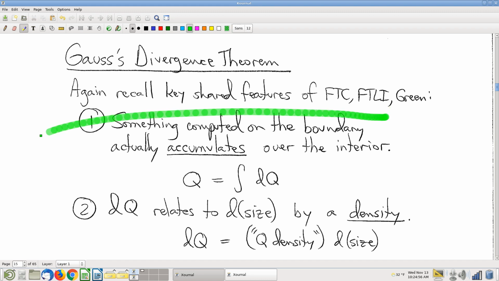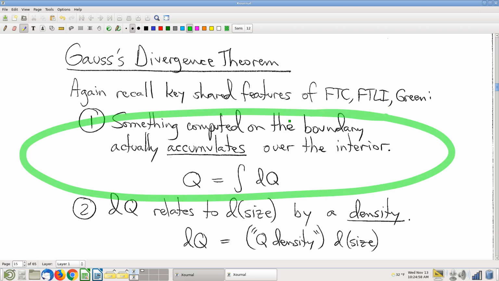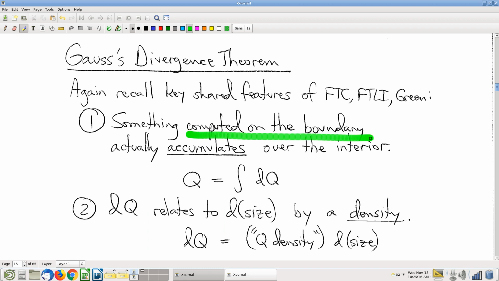We're going to identify in a new context something that's computed on the boundary, right? But we're going to reinterpret it as accumulating over the interior, right? So it's computed on the boundary, but it accumulates over the interior. Let me remind you. Computing on the boundary with the fundamental theorem of calculus, we're talking about how much the function changes. If you want to know how much a function changes between here and here, you plug in those boundary points and subtract. The calculation is done on the boundary, right?